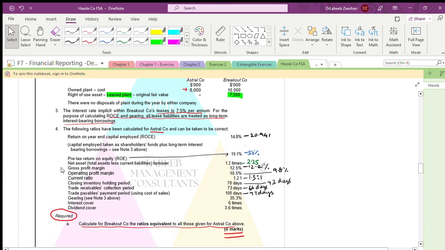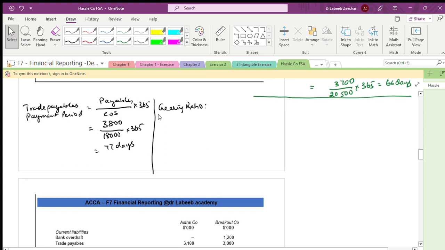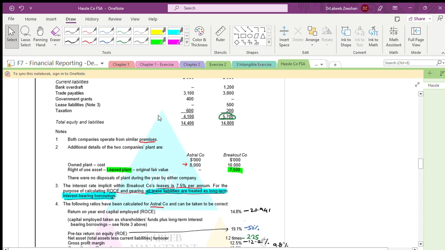Then we will have a very comprehensive view. Trade payables, gearing is in Note 3. What is Note 3? They are talking about point 7: all lease liabilities are treated as long term. This is very important. All lease liabilities are treated as long-term interest-bearing borrowings. This makes the difference. Now, gearing ratio. What is the gearing ratio?